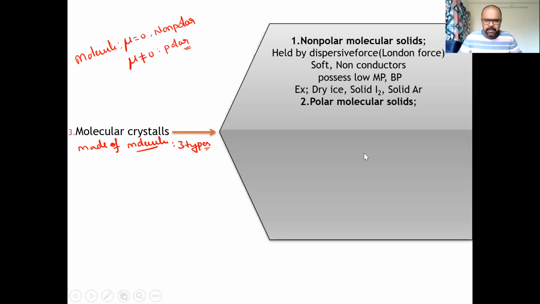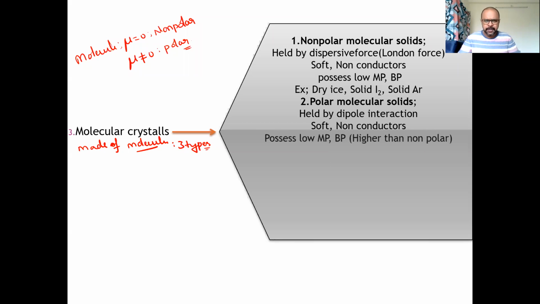Next example, the polar molecular solids. Polar molecular solids are made of polar molecules, that's all. And between two polar molecules, there can be dipole-dipole interactions. And again, as I told you, they are soft and non-conductors, that is a common property. They possess low melting and boiling points.